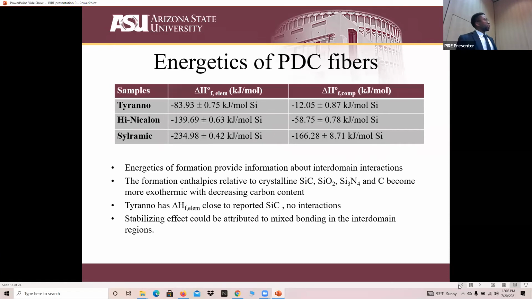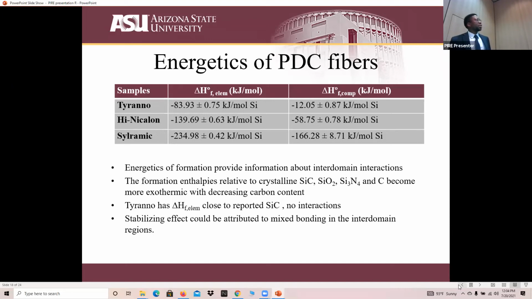Here's a little bit on the details of the enthalpies of formation that we were able to obtain for all 3 fibers. On the left side, we have our enthalpies of formation from elements, namely silicon, carbon, oxygen, and nitrogen. And then on the right side, we see the enthalpies of formation from components, the crystalline components, namely silicon carbide, silica, silicon nitride, and graphite.